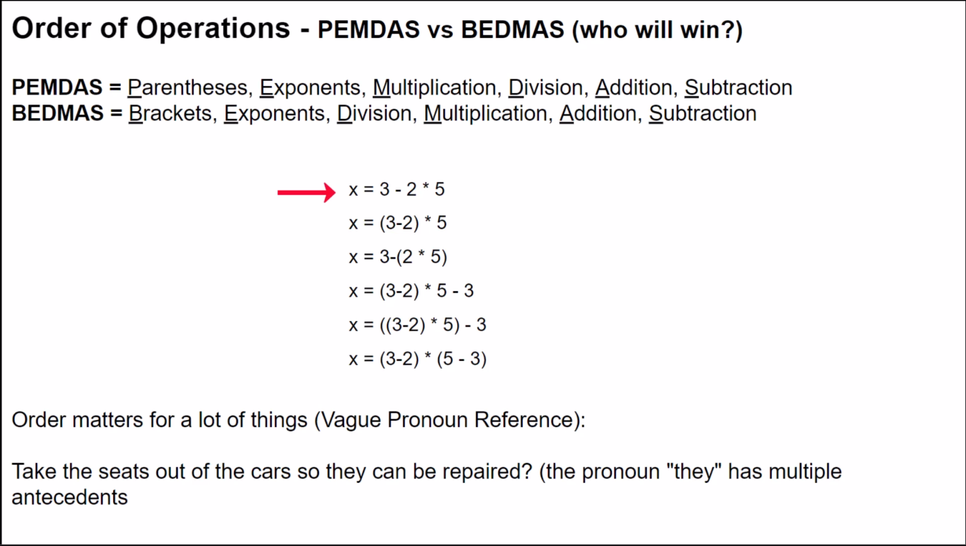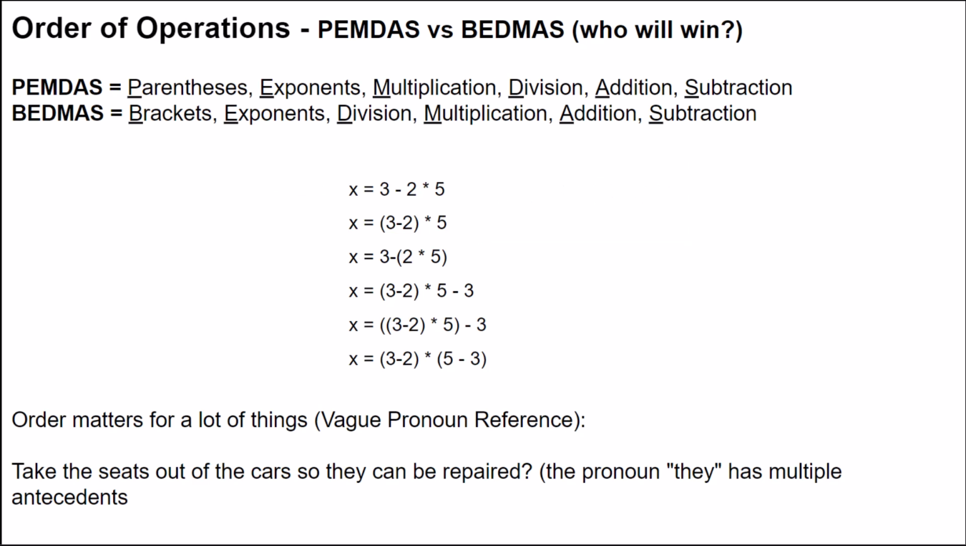If you take the first equation, x is equal to 3 minus 2 times 5, if you didn't have any rules, one could rightly ask, do I subtract 2 from 3 first and then multiply by 5, in which case I would get 5? Or do I multiply 2 times 5 and subtract that from 3, in which case I would get negative 7? Here, as in many other subjects, the order does matter.